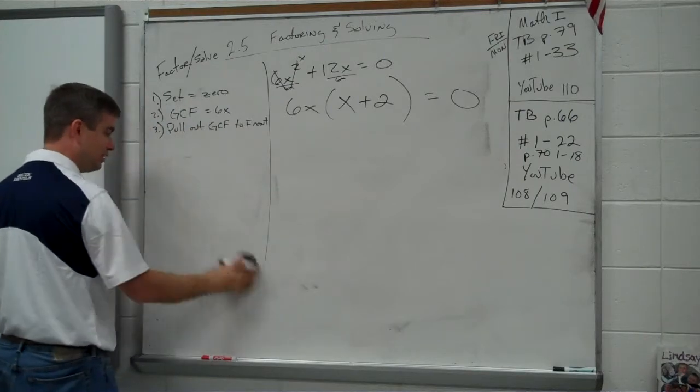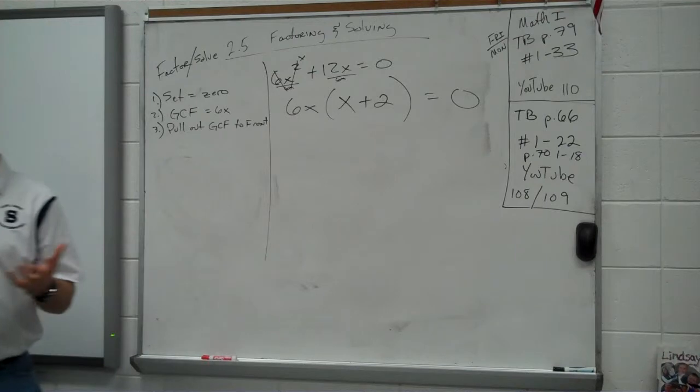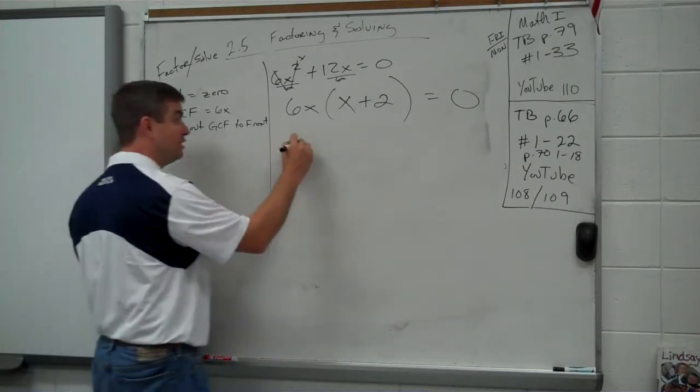Now, what kind of problem does it look like? An easy one. It looks like what we just got done doing. 2 things are being multiplied, and they equal 0. Right? So what must be true about both of them? One of them equals 0. Right? So we set them both equal to 0.